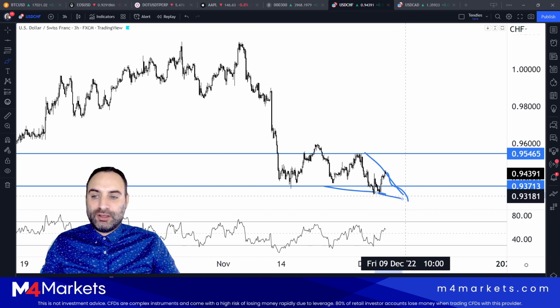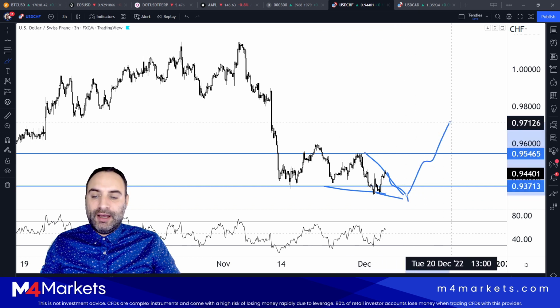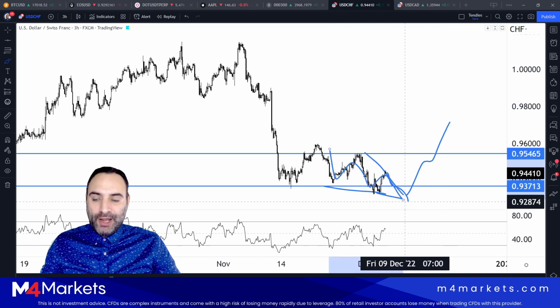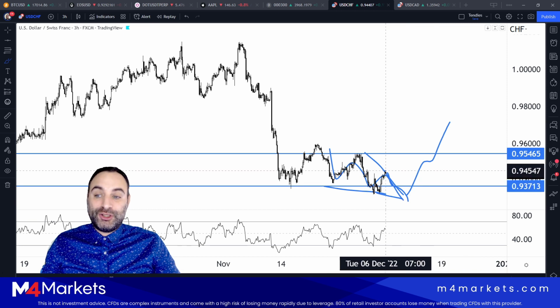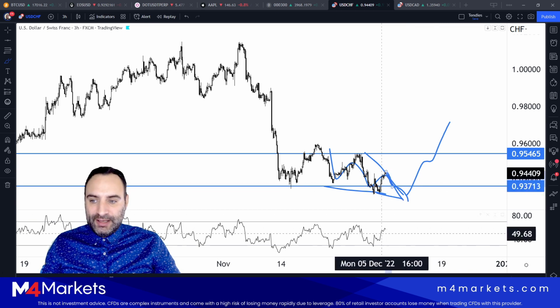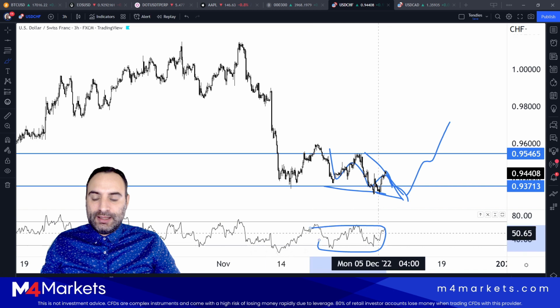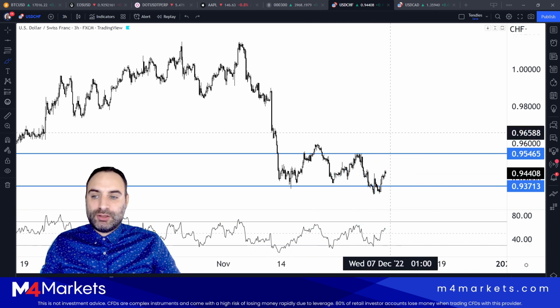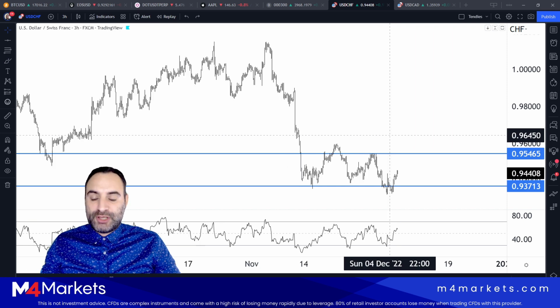before we actually start moving up in a more engaging way. And that could then turn into a wedge, especially if we turn sooner rather than later. But the indication here from the RSI is that bias and momentum show that there is potential for upside.